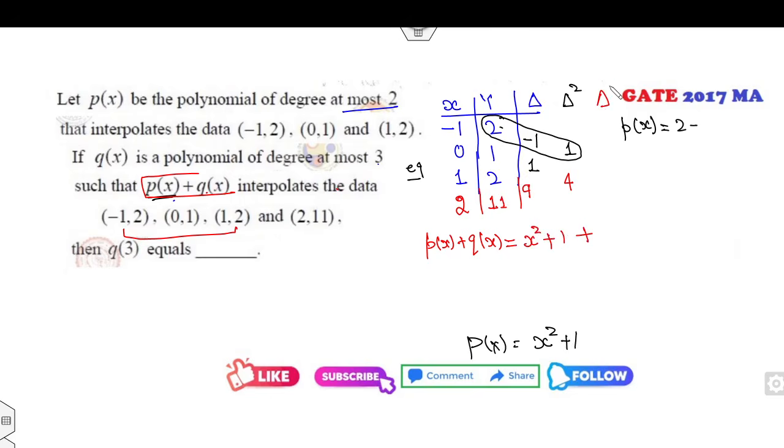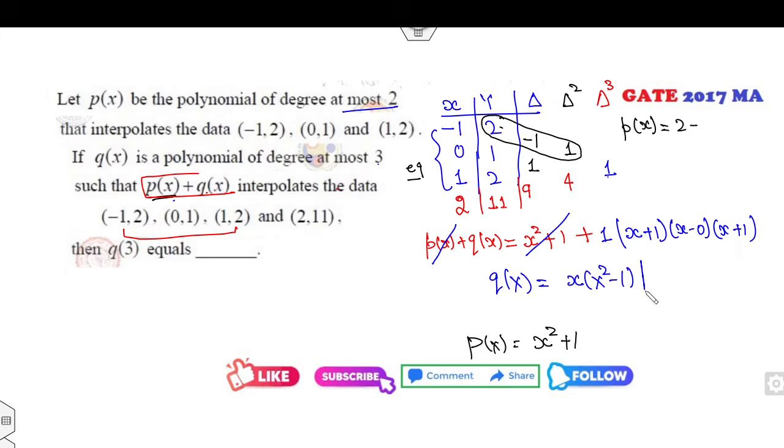Plus I need to find the del cube also. So 5 divided by 3. So that is 5 over 3 into 3 over 3. 3 over 3 is 1. Fine. So 1 into this is the third divided difference. So I can take it as the 3 pairs. X minus 0, x plus 1. So this is my p of x. This p of x cancels out. The only pair which is left behind is x into x square minus 1.